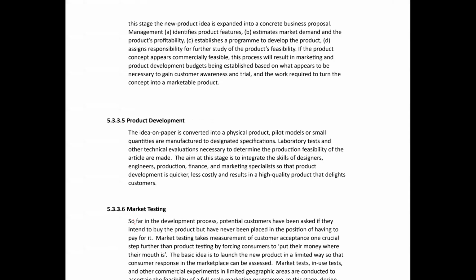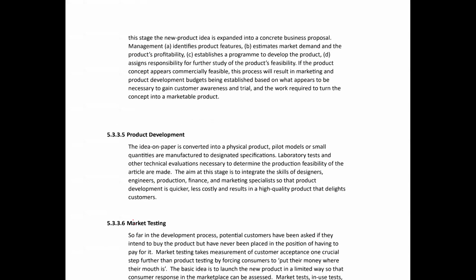So we try to analyze the business. We have to analyze the sales, the revenue, the profit, the costs, among others, right? At this stage, usually, the idea is expanded into a concrete business proposal. So number one, the management will identify the product features, or estimate the market demand and the profitability. They'll estimate the program to develop the new product, and they'll assign responsibility for further study of the product feasibility, and that is actually done.